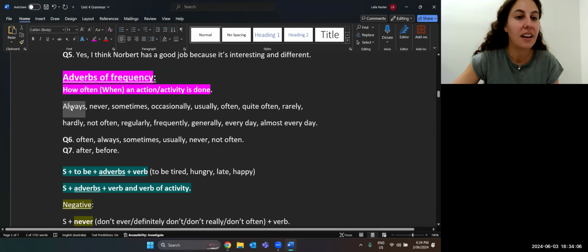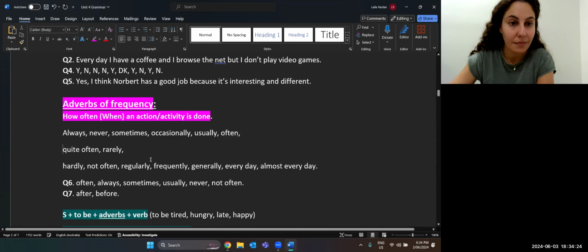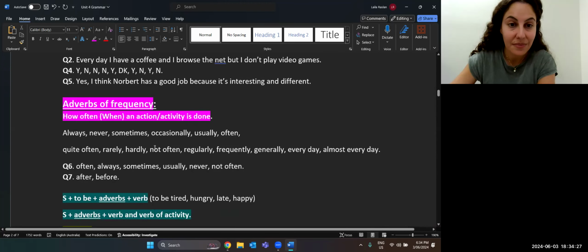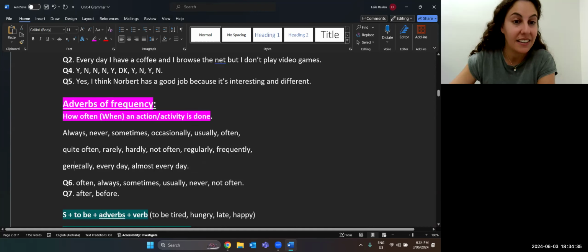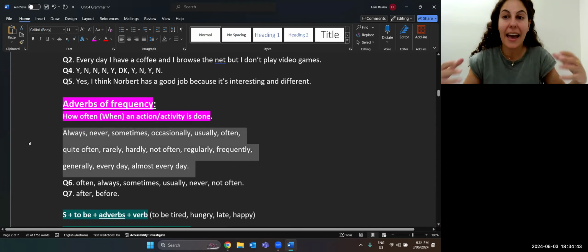And we use words like always, never, sometimes, occasionally, usually, often, quite often, rarely, hardly, not often, regularly, frequently, generally, every day, almost every day. Okay, these are just some examples of adverbs.